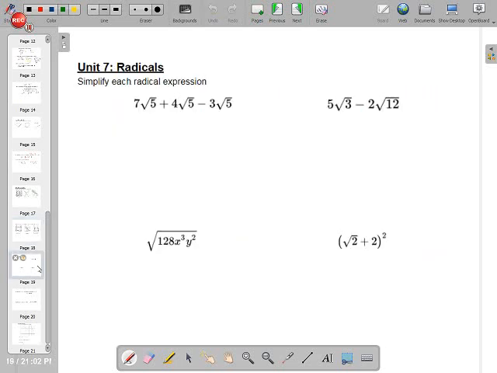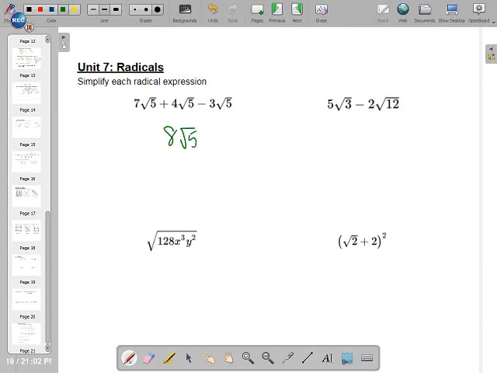All right, Unit 7, radicals. This should be pretty fresh in your head. We just tested this. So first thing, if you see that these are all radical 5s, these are called like terms. They all have the same radicand. So if you have 7 radical 5s and you add 4 radical 5s, you have 11 radical 5s. And if you subtract 3, then you have 8 radical 5s.